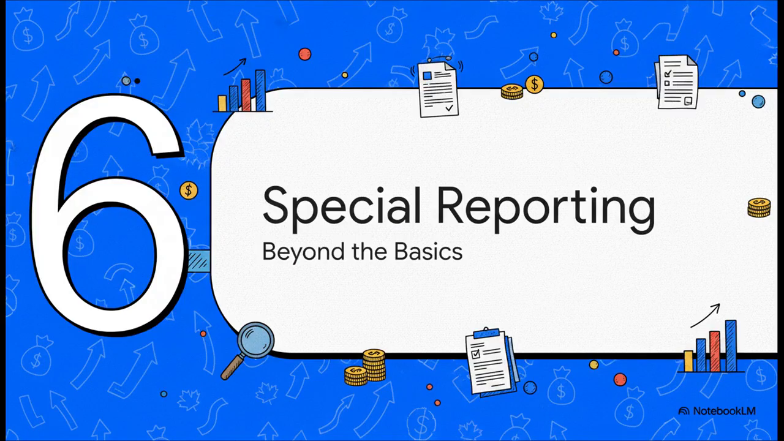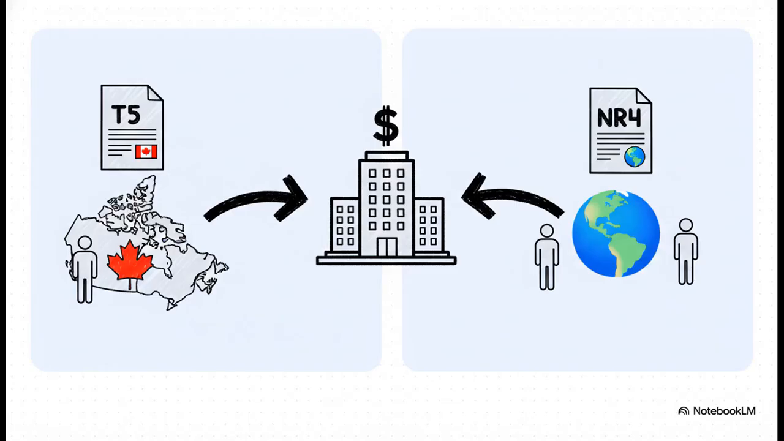All right, to wrap things up, let's cover one more scenario that I see trip up new tax preparers all the time. This is a really common point of confusion, so listen up. It all comes down to one simple question: residency. Is the person you're paying a resident of Canada? Use a T5. Are they a non-resident? Then you have to use a completely different form, the NR4.